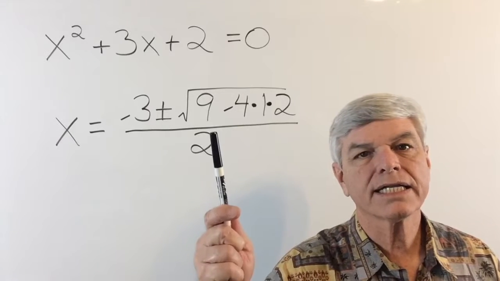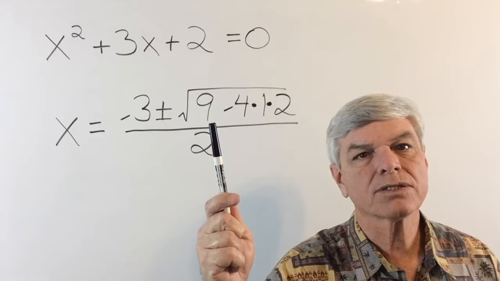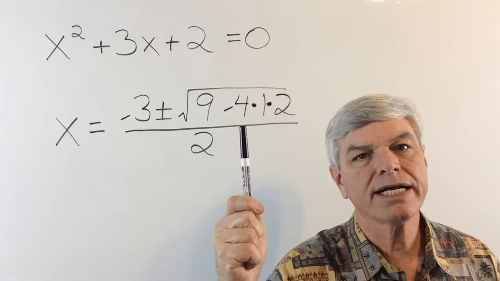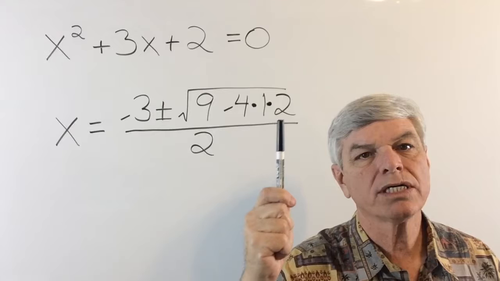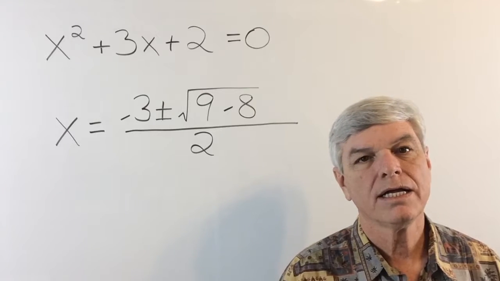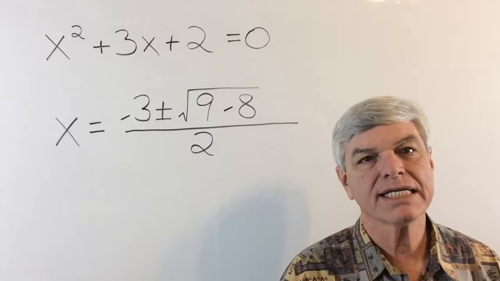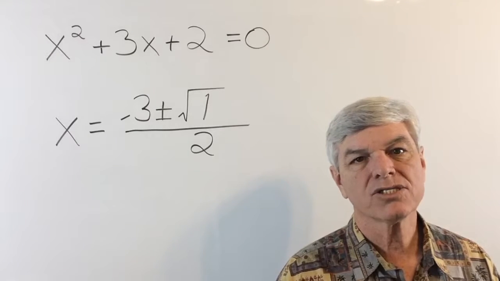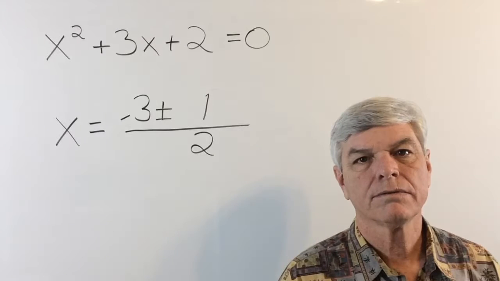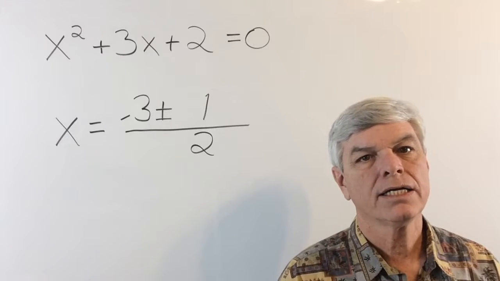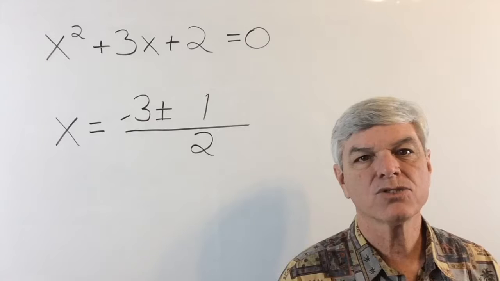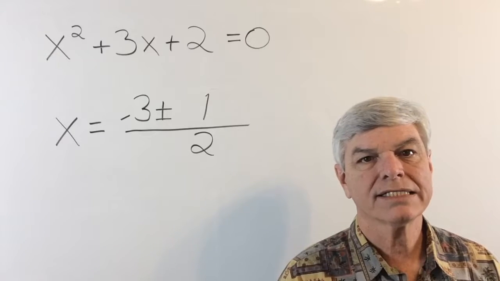Good. And the next calculation that we're going to make is, well, 3 squared was 9, so we already did that. 4 times 1 times 2 is 8, so we have the square root of 9 minus 8. 9 minus 8 is 1, and the square root of 1 is 1. So we have negative 3 plus or minus 1, all of that over 2. And that's what x equals.